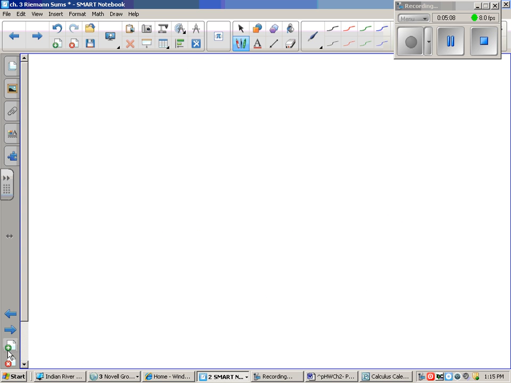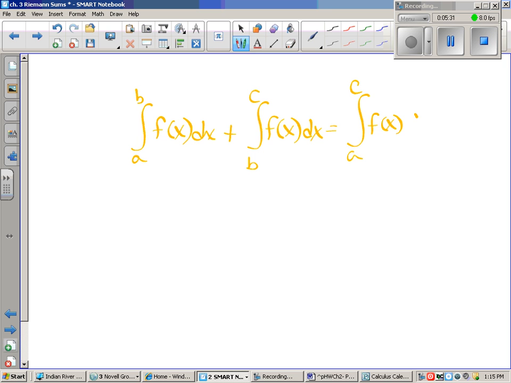The main property that this is basically illustrating is that I can go integral from a to b of f of x dx, plus integral from b to c of f of x dx, and that would equal the integral from a to c of f of x dx. And that is the number one property that we're looking at in these illustrations.